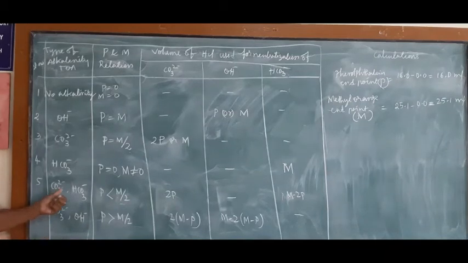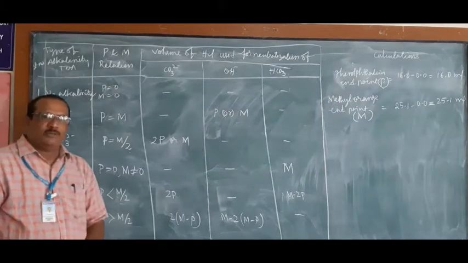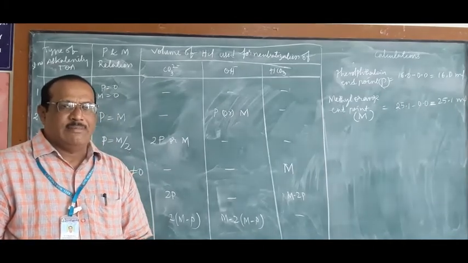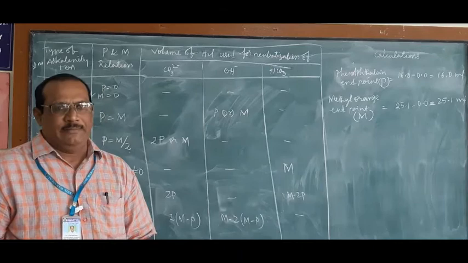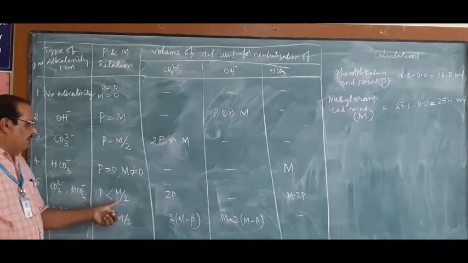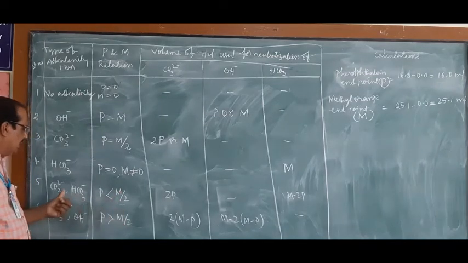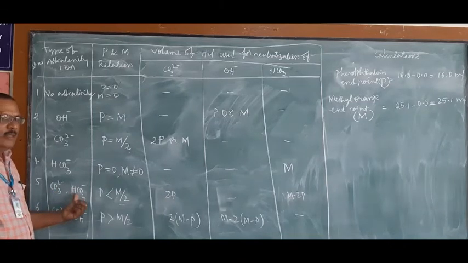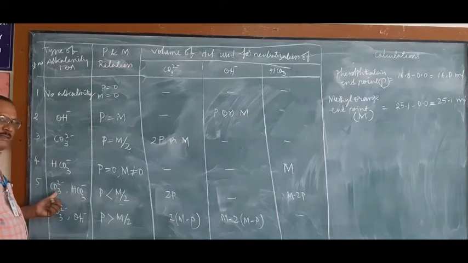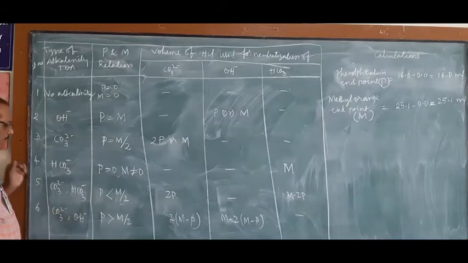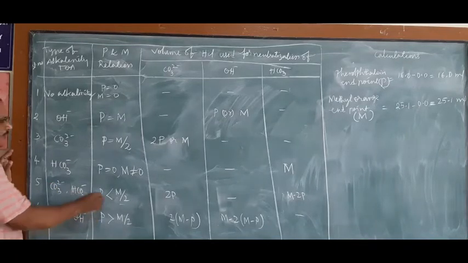And in some other case, P less than M by 2. P less than M by 2 means, suppose the P value is 6 ml. The phenolphthalein endpoint is 6 ml and the M value is 20. M by 2 is 10. 6 is less than 10. So if P is less than M by 2, that indicates that the taken water sample contains carbonate and bicarbonate both. We have to estimate carbonate in that sample and bicarbonate also present in that sample. So 2 ions are to be estimated if we get this relation.